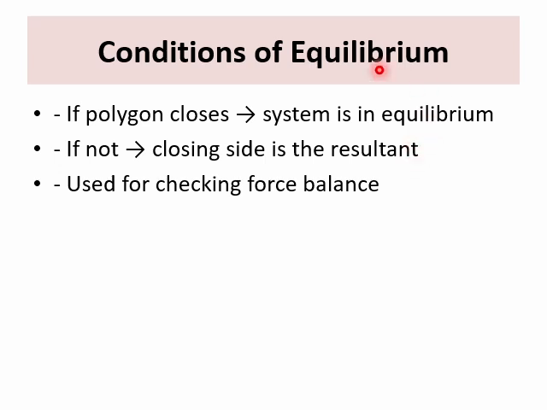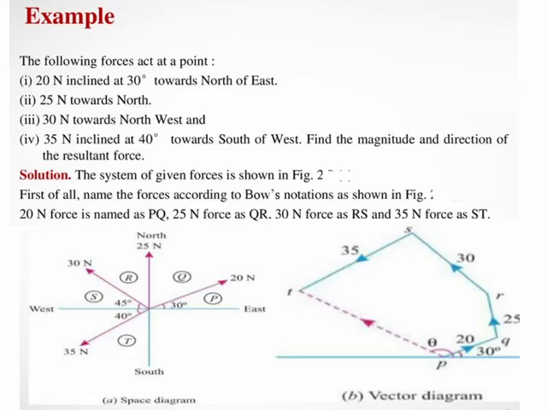So the condition of equilibrium is, if the polygon closes, the system is in equilibrium, and if the polygon is not closed, the closing side will be the resultant. But if it is in equilibrium, the resultant force cannot be obtained. So we have to check the forces which are in balance.